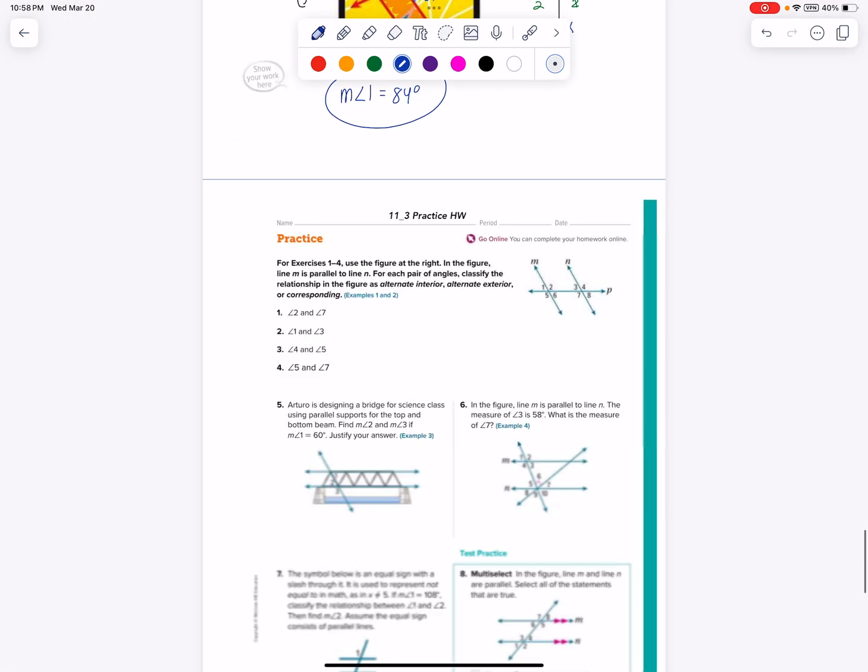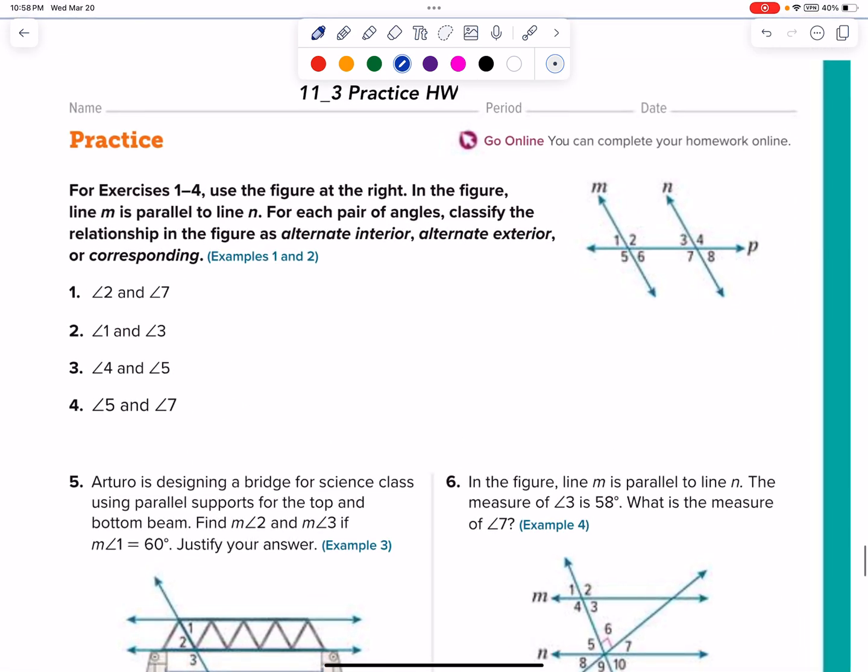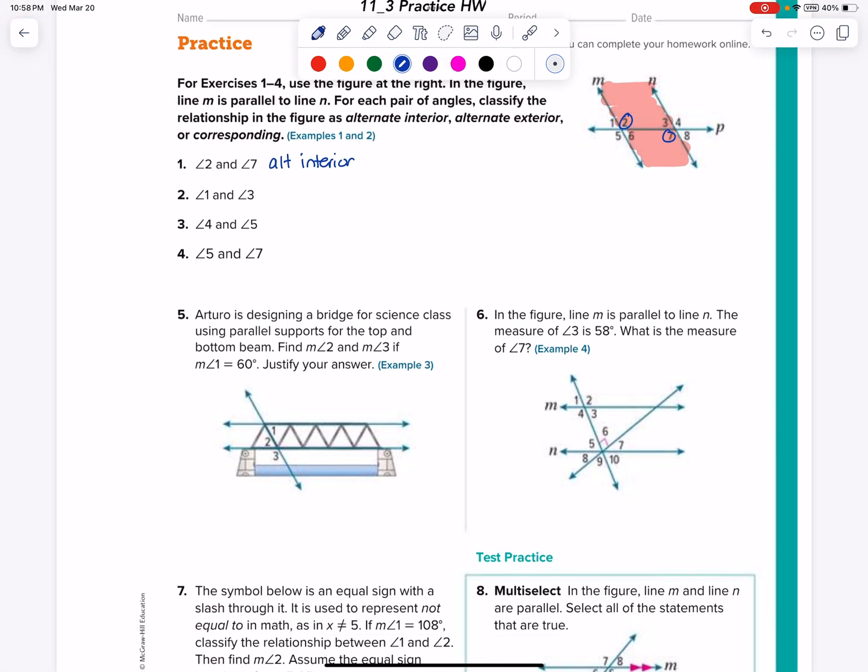All right, let's head to your practice homework. For exercises 1 through 4, you're just going to classify what they are called. For example, what are angles 2 and 7? Start off by highlighting your interiors. So what are 2 and 7? Well, they're on the interior and they're alternating across the transversal. So we're going to write that they are alternate interior. Okay, so go through 2, 3, and 4.